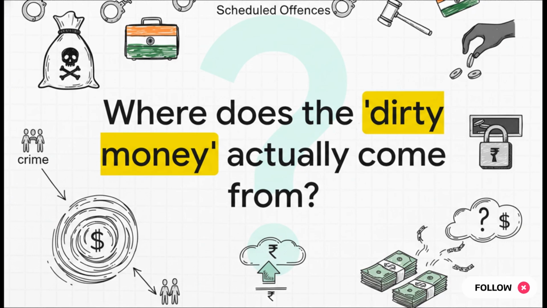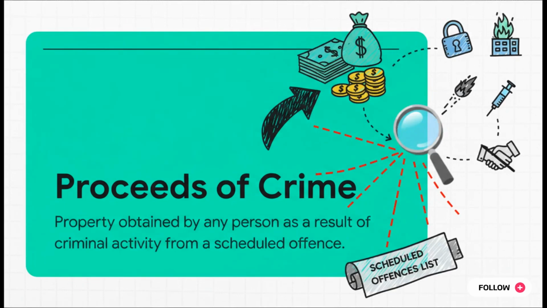We throw the term money laundering around constantly. But what is the dirty money? To go after the launderers, the law has to be crystal clear on what makes money dirty to begin with. And here we go. This is the official legal answer, right from the Prevention of Money Laundering Act, the PMLA. The law calls it proceeds of crime.